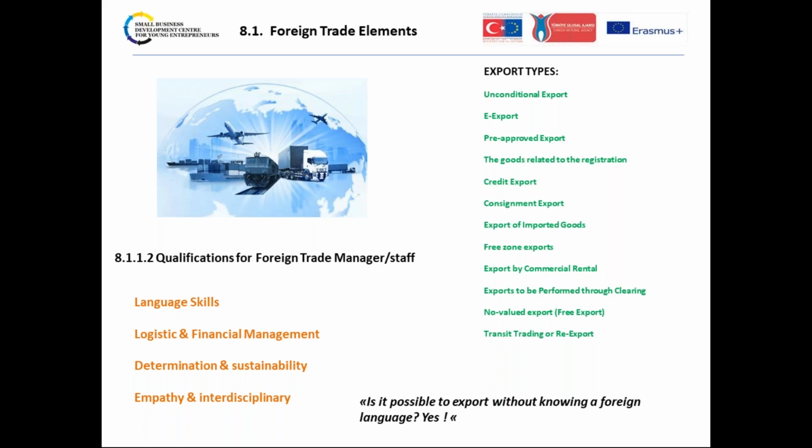Seven, export of imported goods. Eight, free zone export. Nine, export by commercial rental. Ten, export to be performed through clearing or connected processing. Eleven, no-volute export, so that means free export. And the last one is transit trading or re-export. These are the important export types that companies use always regarding their business type with another country.